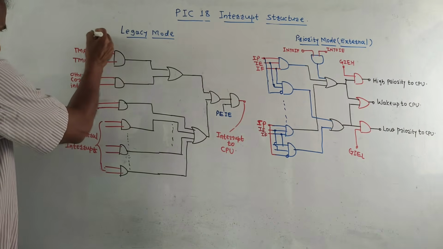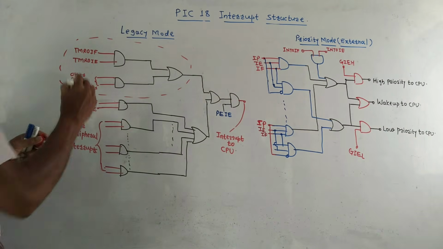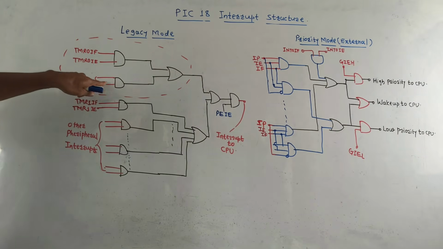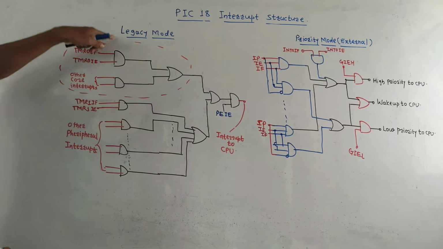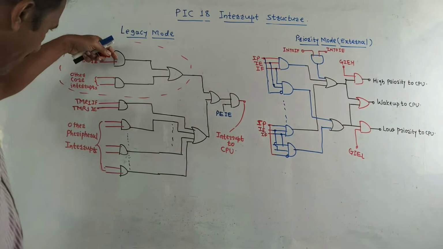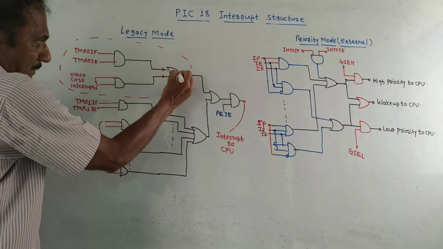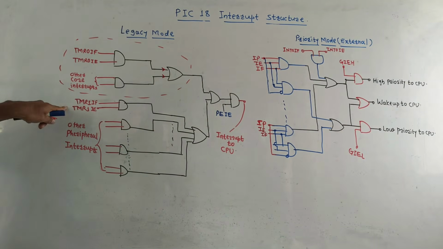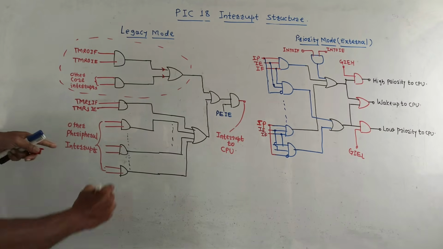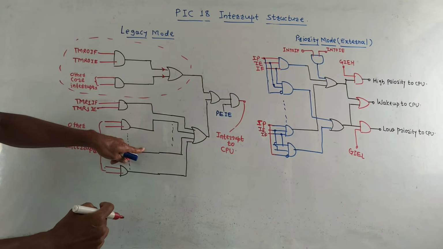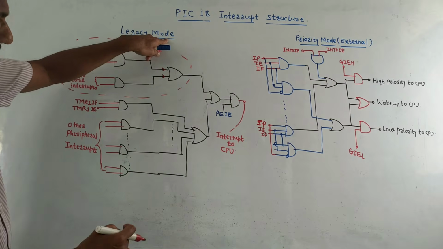This part, I am talking about this part, it is related to core interrupts. So I am using AND gates. For the second AND gate, other core interrupts are connected. Likewise, depending on the number of core interrupts, that many AND gates will be used, and all these outputs of AND gates are applied to the OR gate. Then the second part of this diagram is for timer 1 interrupt flag, timer 1 interrupt enable, and other peripheral interrupts. So core interrupts and peripheral interrupts are shown in legacy mode of interrupt structure.